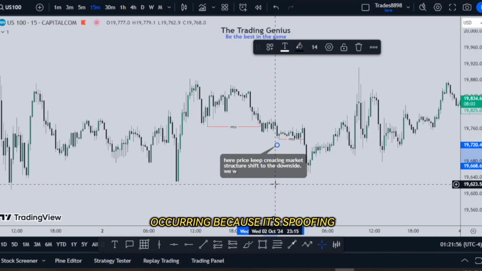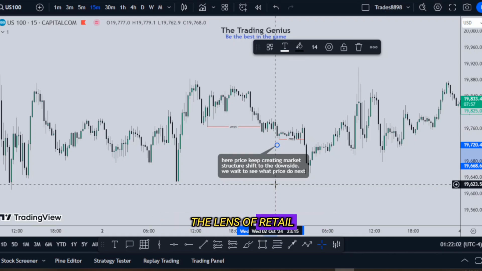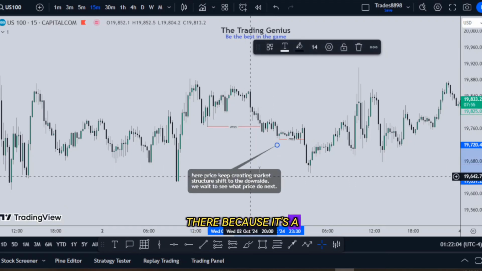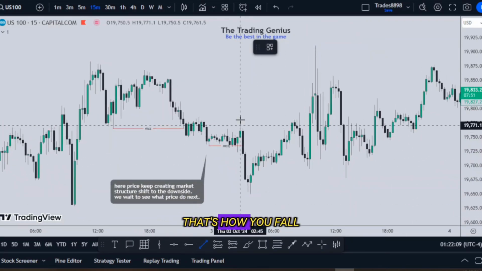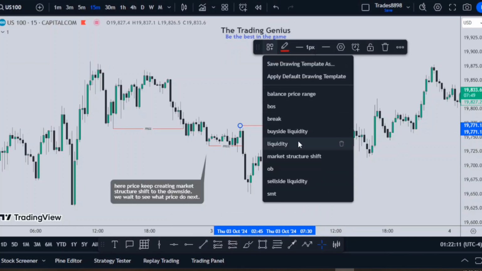Why is that occurring? Because it's spoofing. But see, you're looking at it differently. You're looking at it through the lens of retail. Like, it's going to go there because there's a big number there. That's bullshit. That's how you get tricked. That's how you fall victim to that nonsense.